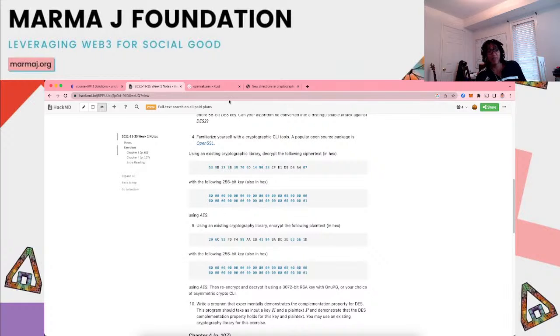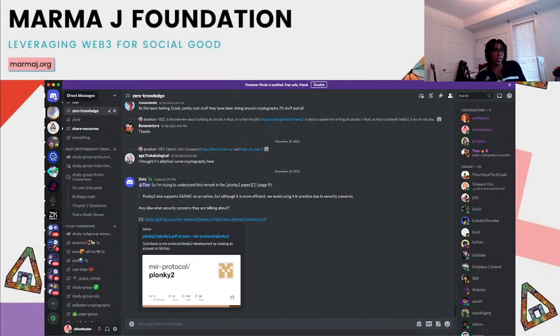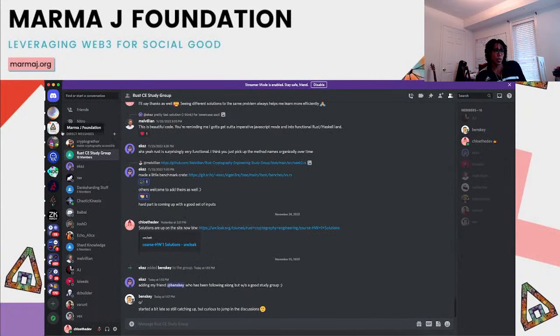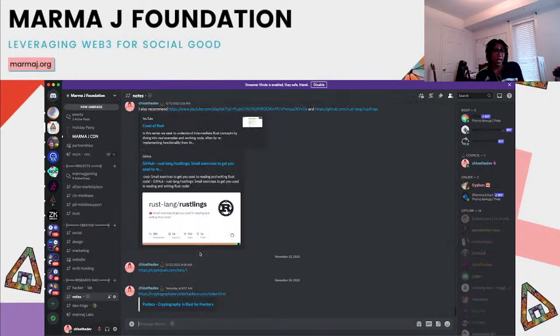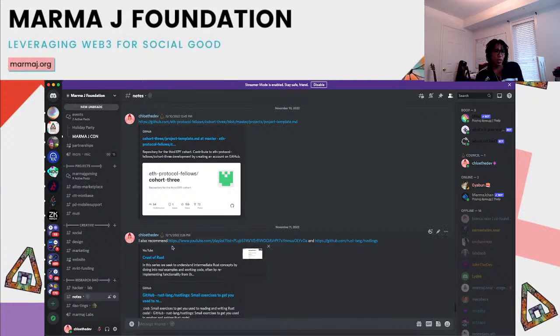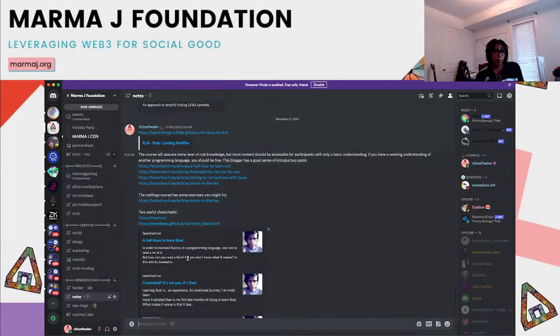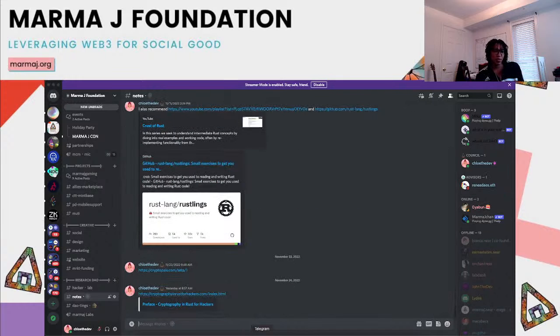Simple enough. And I actually found a pretty simple solution for this that I wanted to note down. So, the Marmor J Foundation, go to notes, and where did I put it? Please say I put it somewhere normal.